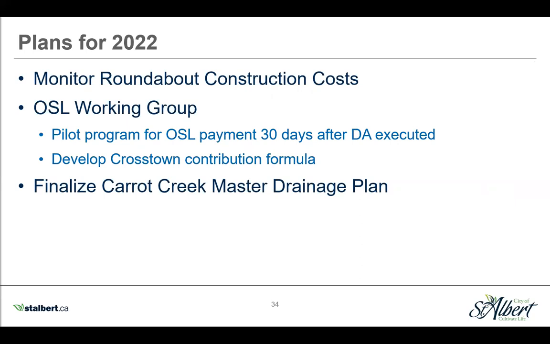And finally, the city is looking to finalize the Carrot Creek Master Drainage Plan with our other municipal partners and to submit the plan to the province for approval and adoption. And based on the final plan, we may see changes to the existing storm projects introduced in 2023.